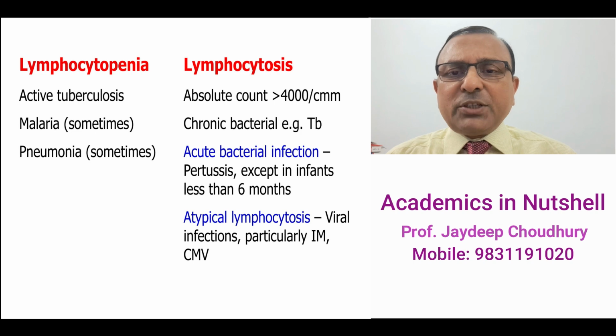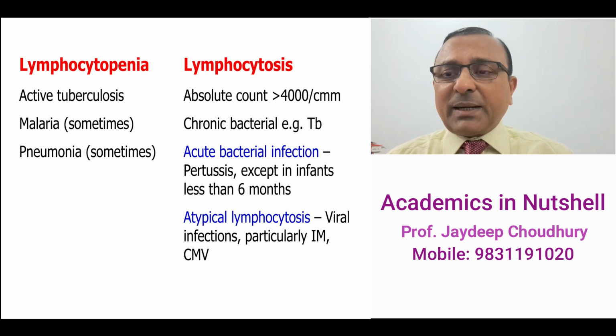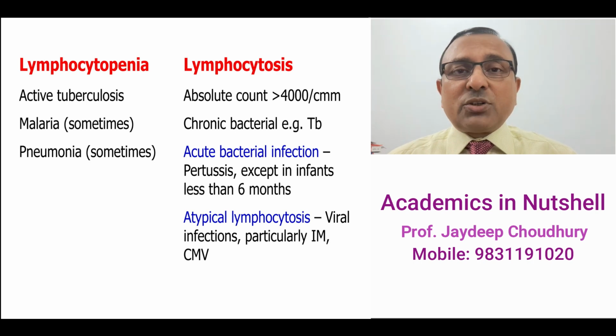Lymphocytopenia is seen in active tuberculosis and sometimes in malaria and pneumonia, but lymphocytosis, absolute count more than 4,000, is present in chronic bacterial infection, particularly tuberculosis, and also some acute bacterial infection like pertussis, but except in infants less than 6 months, and atypical lymphocytosis may be a feature of viral infections, particularly infectious mononucleosis and cytomegalovirus.